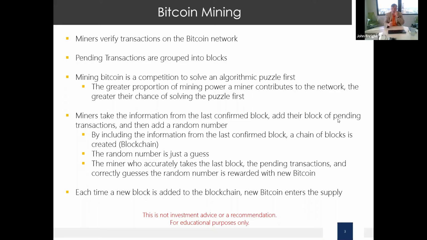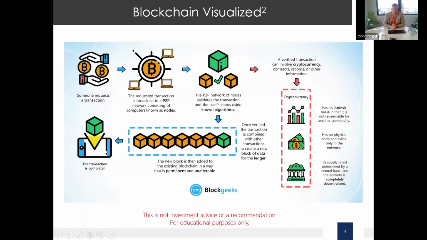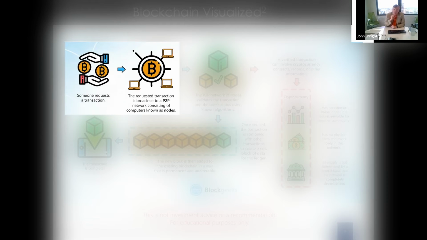So Andy, let's go to the visual here. Stick with me, I want to walk you through this. So let's start up on the top left-hand side, and we're going to just go all the way over to the right. So someone requests a transaction, right? And this is a peer-to-peer transaction. So you and me, peer-to-peer. The requested transaction is broadcast to a peer-to-peer network consisting of computers known as nodes. So that request for the transaction is pushed out.